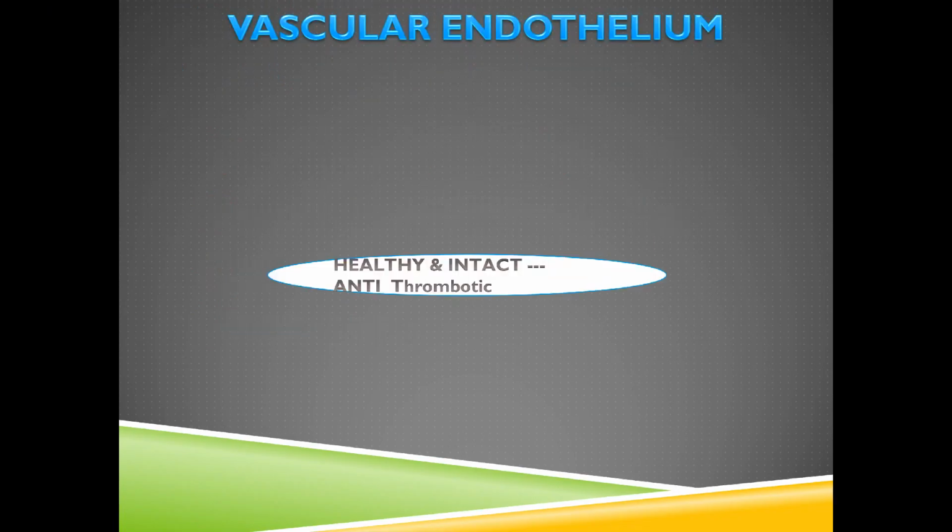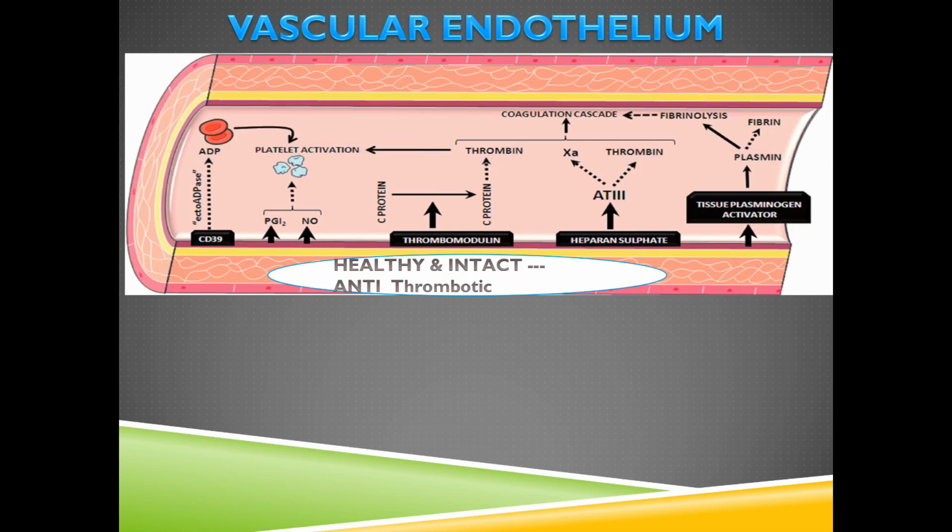And in a healthy, intact endothelium, you have antithrombotic factors which keep the blood in a liquid phase. So what are the antithrombotic factors? If you see, you have these three things: thrombomodulin, heparan sulfate, and antithrombin III, which prevents the conversion of factor 10A in the thrombin reaction. And thrombomodulin is also a converter of protein C, and prostaglandin, nitric oxide, CD39.